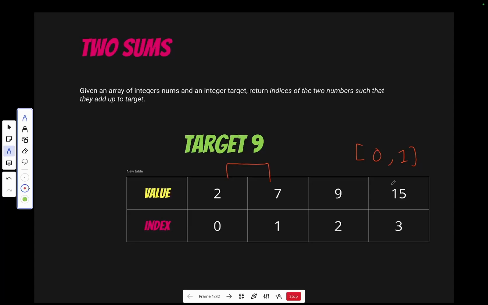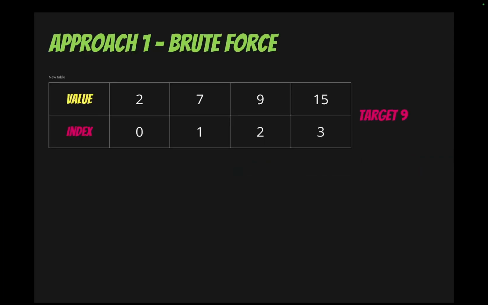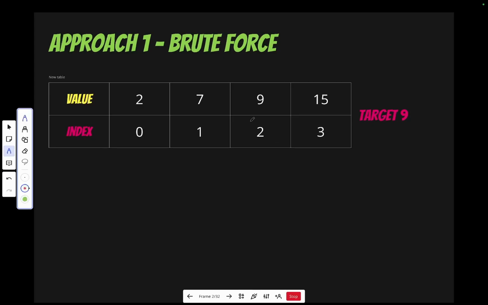Let's look at two approaches to solve this problem. The first one is a brute force approach, and it is very intuitive. What we will do is start from 2 and iterate over all the values. So we will take 2 as the first value, and then we'll see if the 7 adds up to the target, then the 9, then the 15.